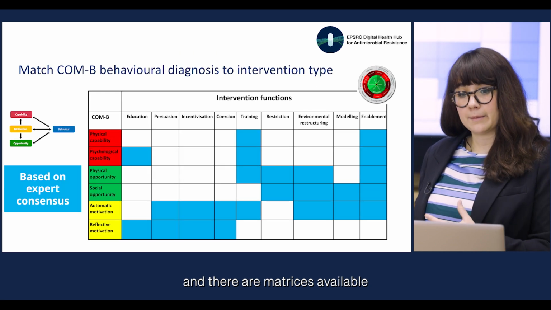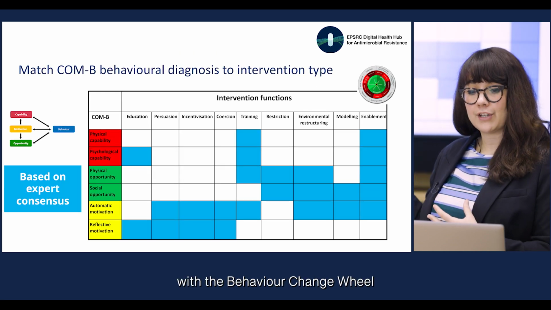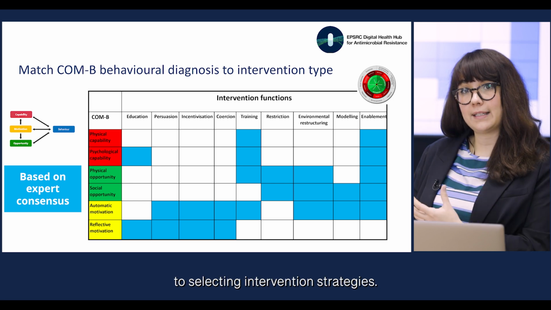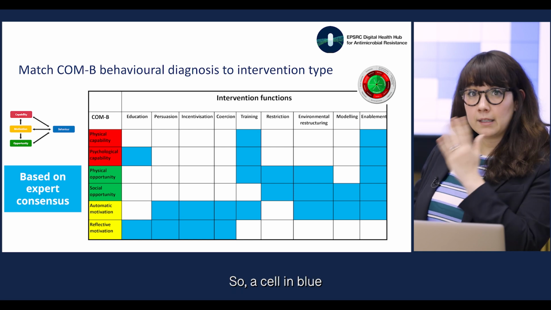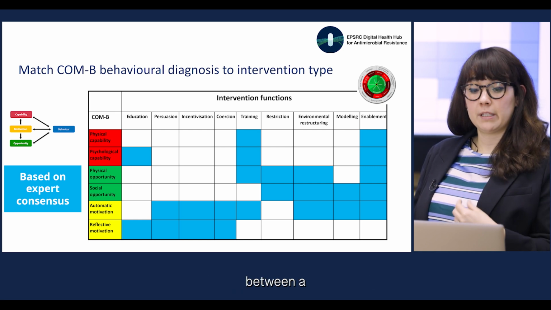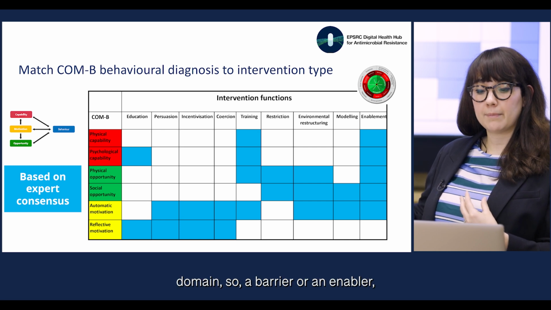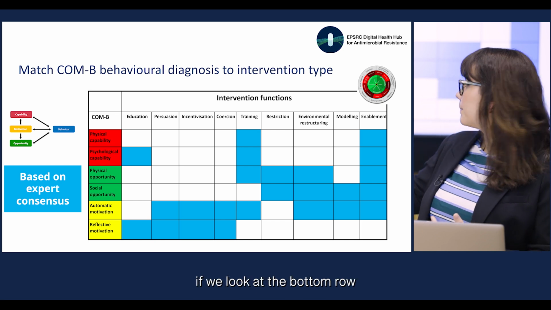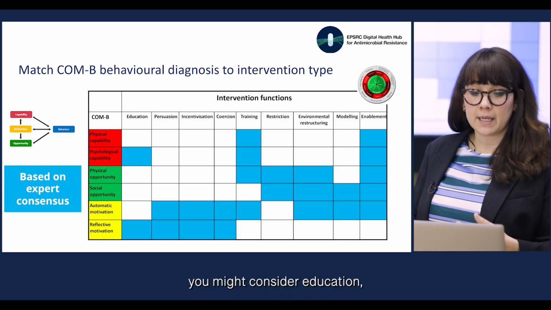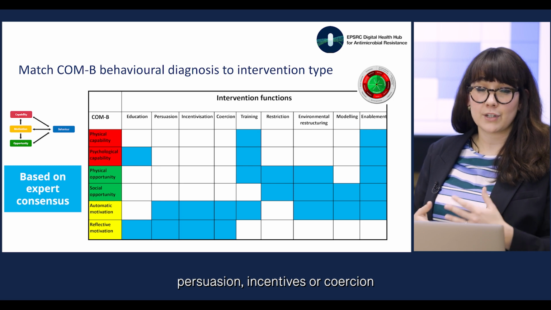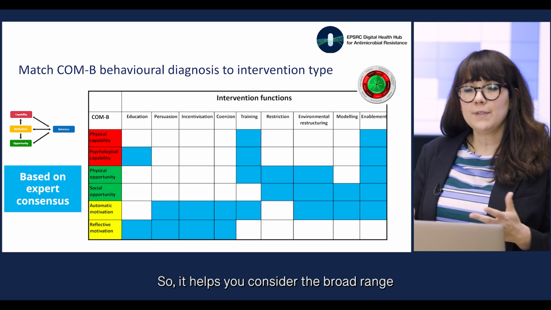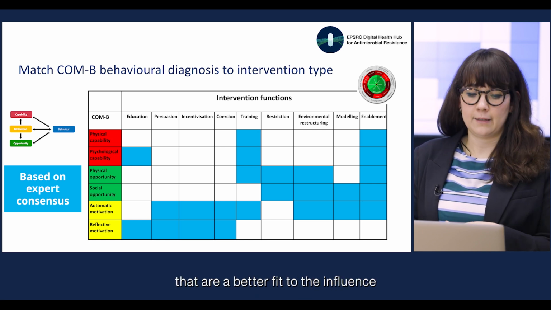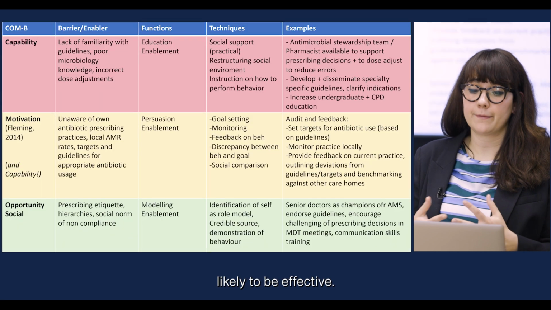And there are matrices available which pair COM-B with the behavior change wheel, and help facilitate stepwise progression from a behavioral diagnosis to selecting intervention strategies. So a cell in blue here basically represents a match between a COM-B domain, so a barrier or an enabler, and an intervention type. Based on expert consensus and reviews of the evidence in the literature, if we look at the bottom row around reflective motivation, you might consider education, persuasion, incentives, or coercion as a strategy to address those barriers. So it helps you consider the broad range and then funnel in on potential strategies that are a better fit to the influence, and therefore more likely to be effective.